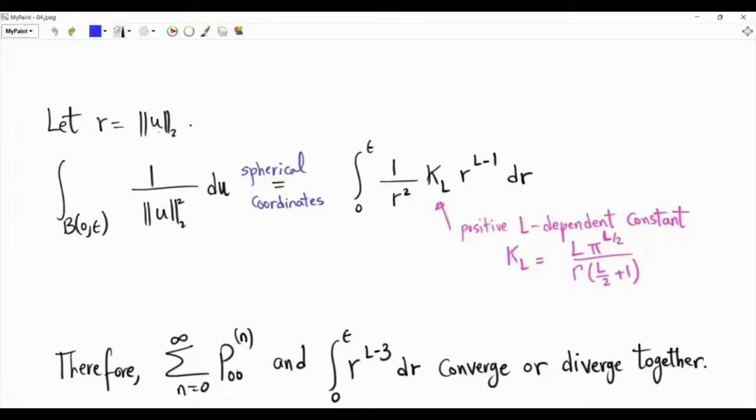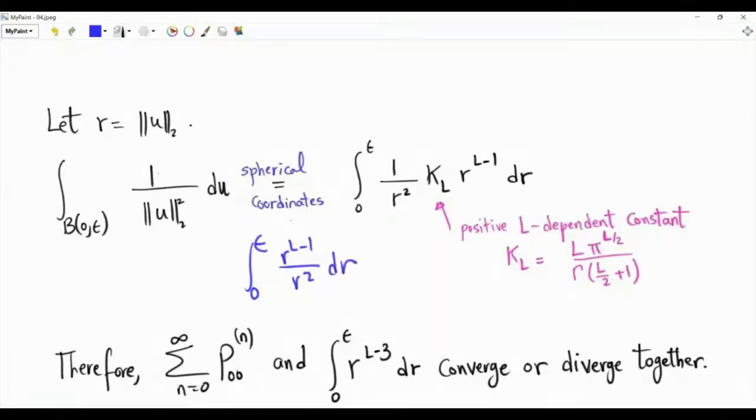So let r be the L2 norm of u, and our integral will be from 0 to epsilon, and then 1 over the L2 norm squared will be 1 over r squared. And then we will have here some positive constant K_L times r to the L minus 1 dr. This is a very doable integration. The exact value of K_L, this constant, which will depend on the dimension, does not really matter. It is just some positive constant. Now, we will have the integral from 0 to epsilon of r to the L minus 1 over r squared dr.